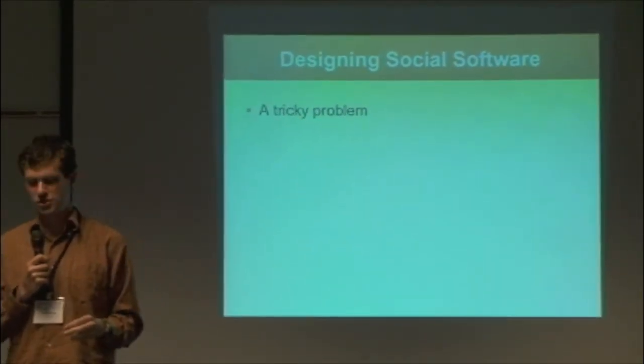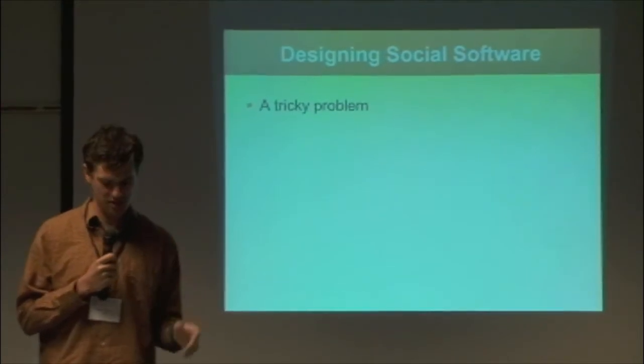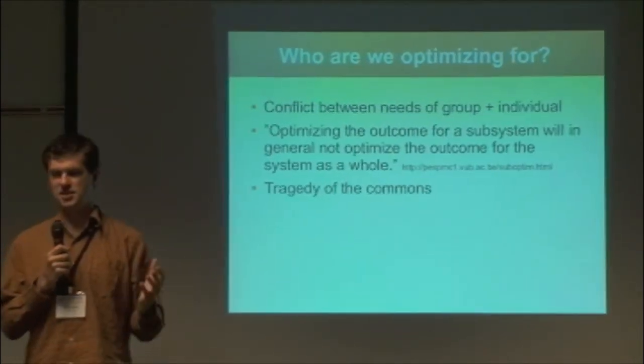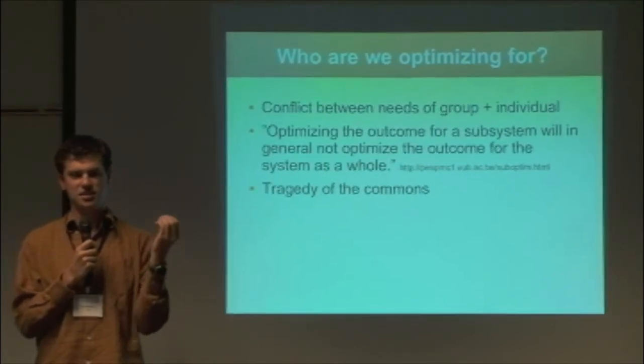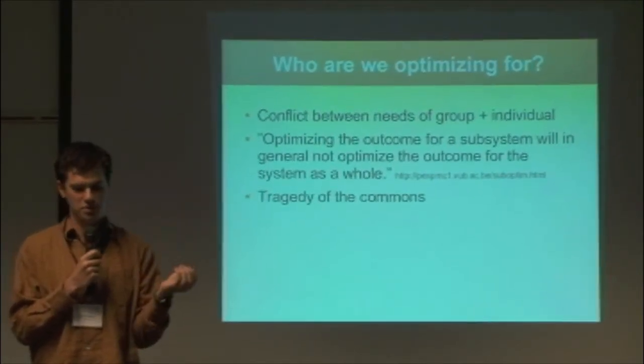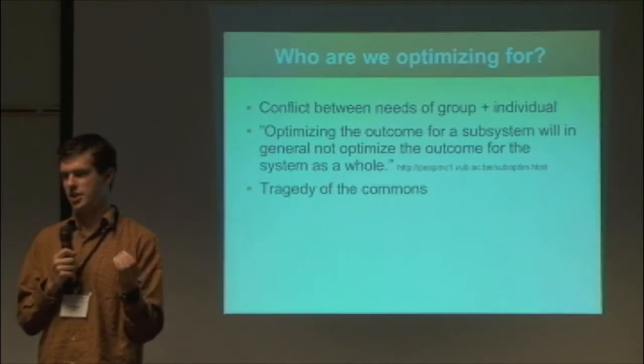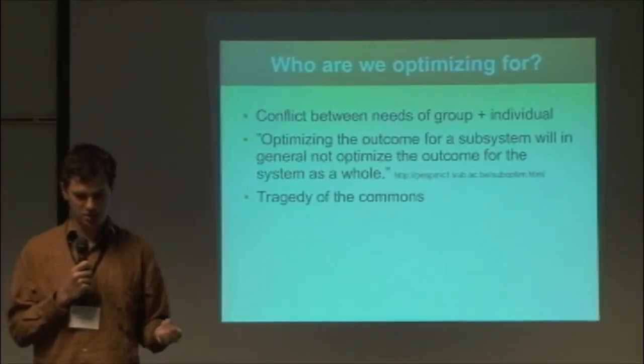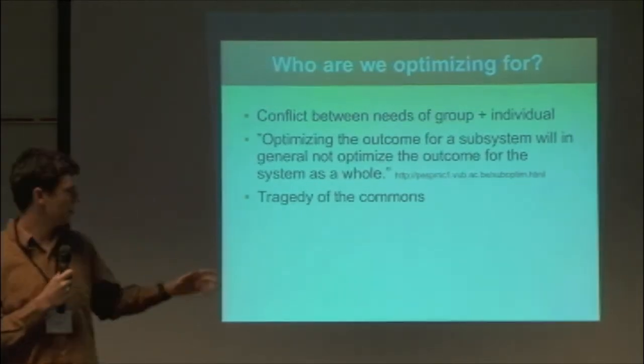So now moving on to the process behind designing social software. And this is a really tricky problem for lots of reasons. First, the problem is that when you're designing for a group, you inevitably have a conflict between group interest and the individual interest.